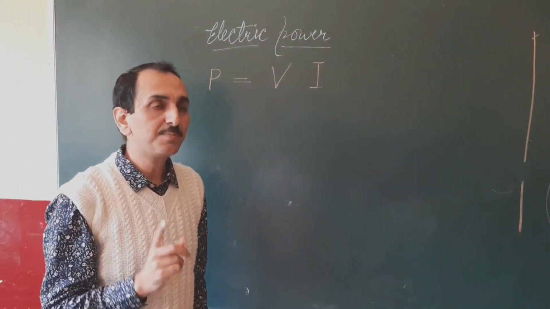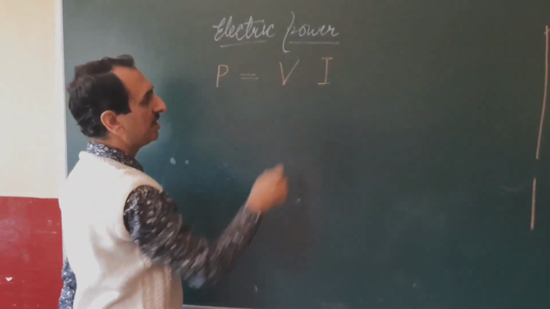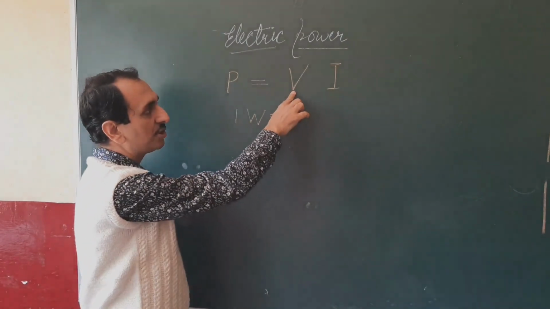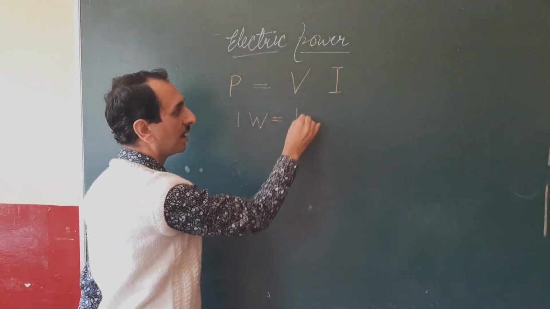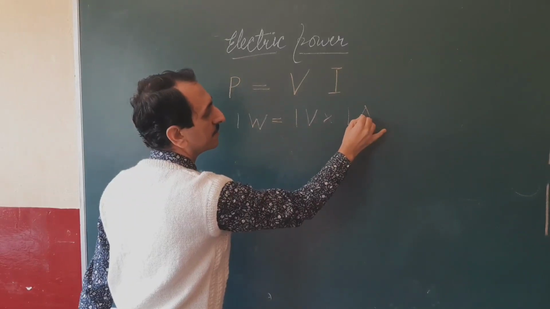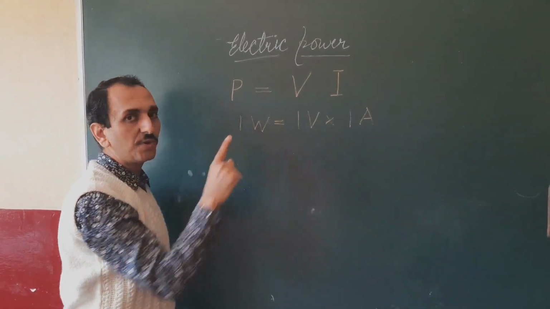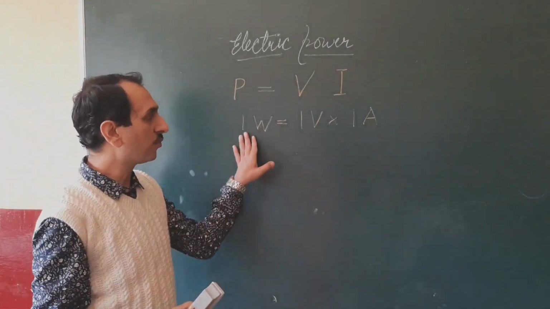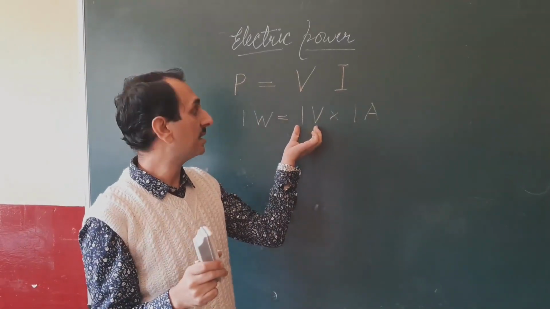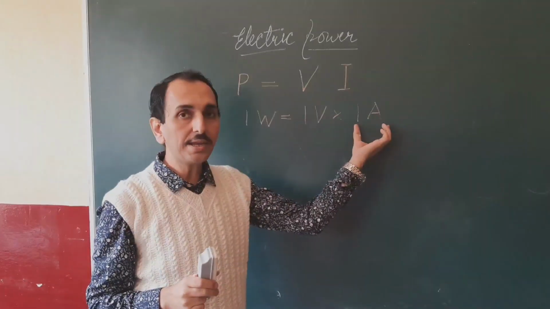SI units of electric power. P equal to VI. Unit for potential difference is volt. For current, ampere. Power of an agent is said to be 1 watt if the potential difference across two terminals is 1 volt and 1 ampere current passes through it.